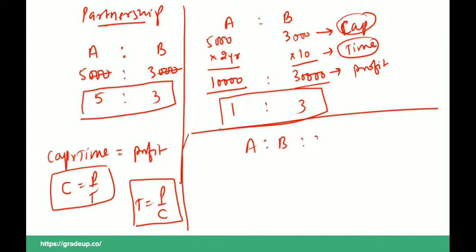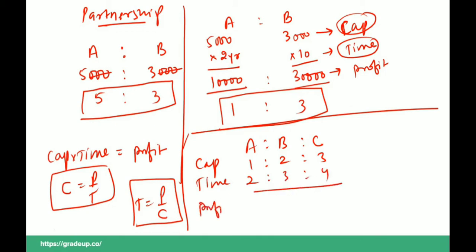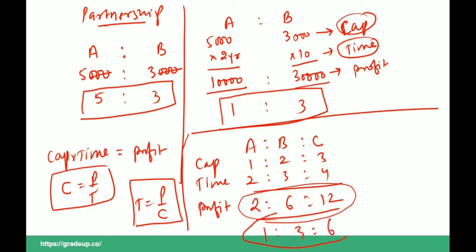That means if there are three partners A, B, C and their capital ratio is 1:2:3 and their time ratio is 2:3:4, then their profit sharing ratio is what? In order to find the profit sharing ratio, you have to multiply the capital ratio with the time ratio, that is 2:6:12. This is your profit sharing ratio. You can also minimize this.